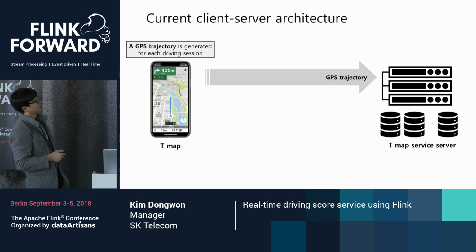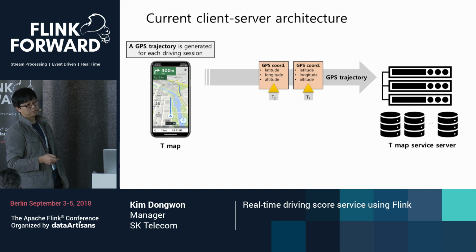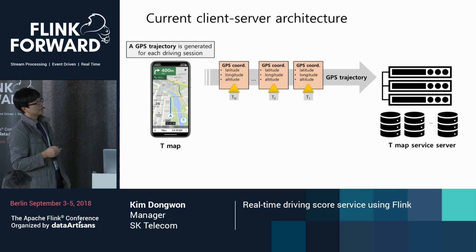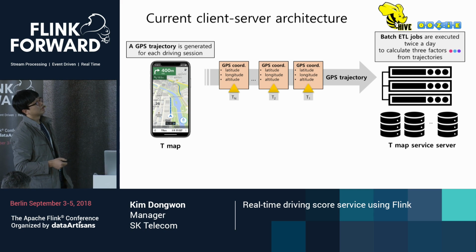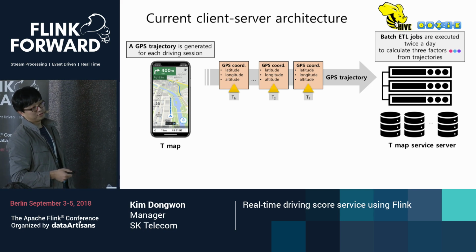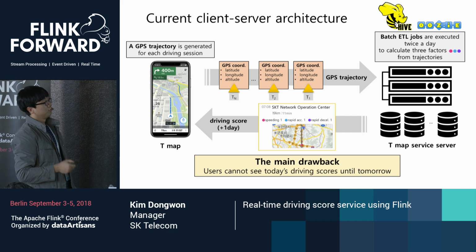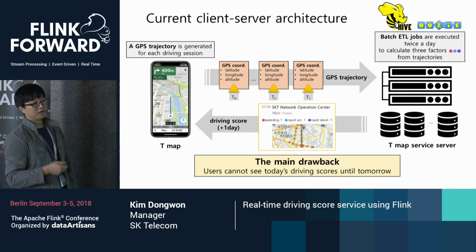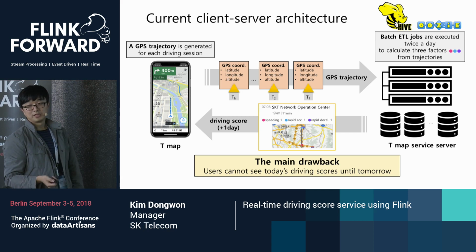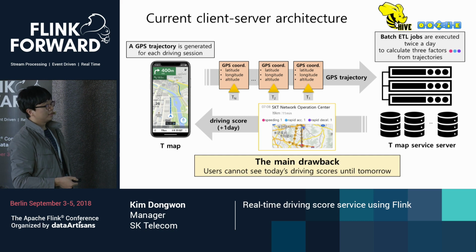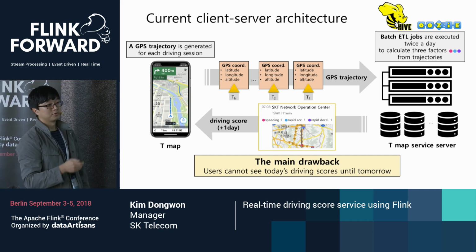TMap generates a GPS trajectory for each driving session. A GPS trajectory is a sequence of timestamped GPS coordinates. For all users' driving sessions for a single day, we execute batch ETL jobs twice a day to calculate the three factors from the trajectories. Users can then see their three factors and driving scores. But the main drawback of this batch-oriented architecture is that users cannot see today's driving scores until tomorrow.